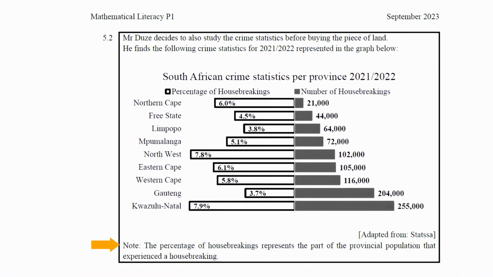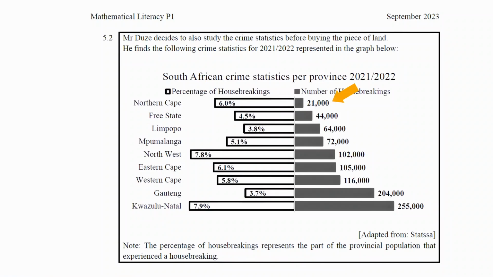Now remember the note that stated that the percentage of house break-ins represents the part of the provincial population that experience a house break-in. This means that 6% of the population of the Northern Cape experienced a house break-in. Now if 6% represents the part of the population that experienced a house break-in in the Northern Cape, then 100% represents the total population of the entire Northern Cape.